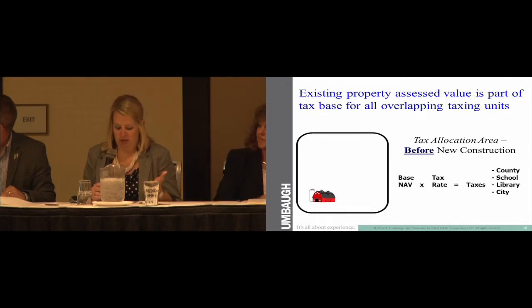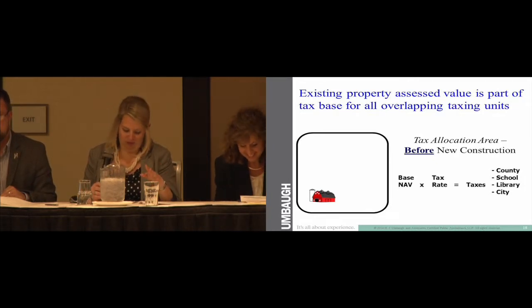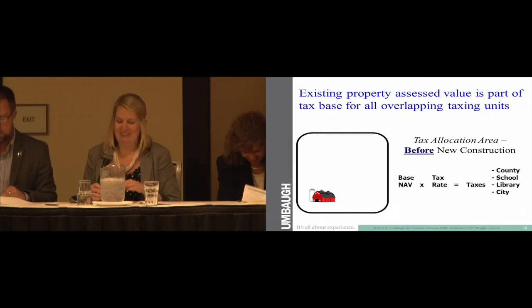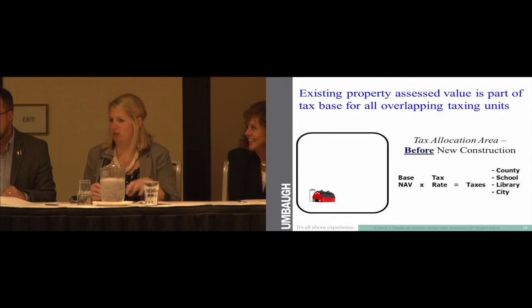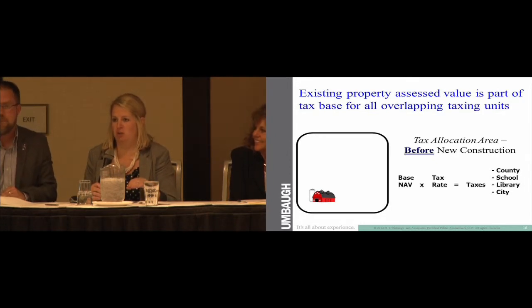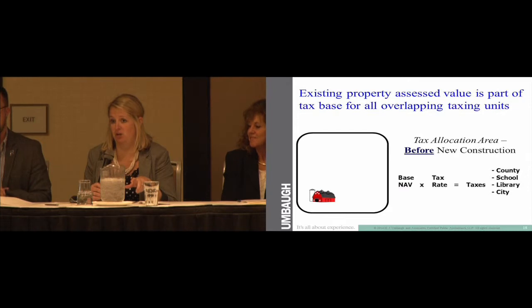Another illustration shows that this barn is currently in the base of the TIF area. So if the farm, whatever it may be, makes up what we call the base of the TIF area, whatever buildings or assessed value is being generated when you establish that TIF area is the base assessed value. That base assessed value will continue to go to the county, the school, the library, the city, whatever the overlapping taxing units are within that TIF area.